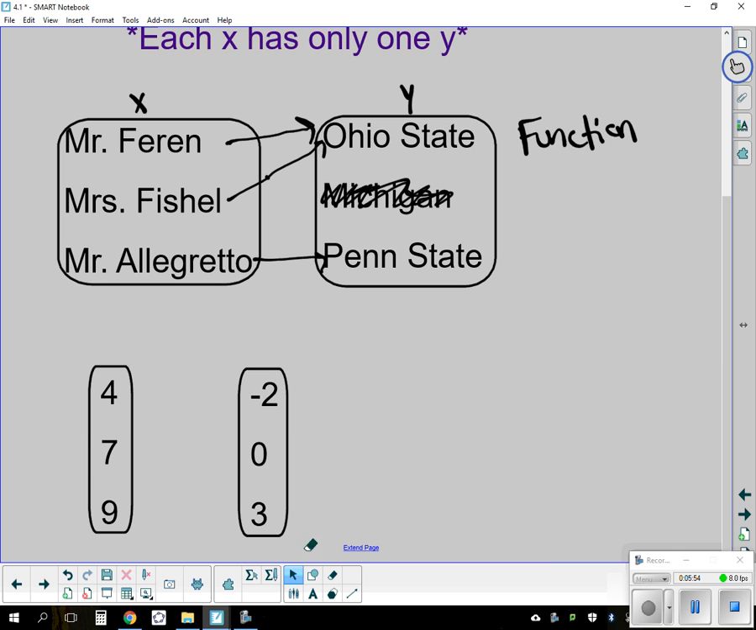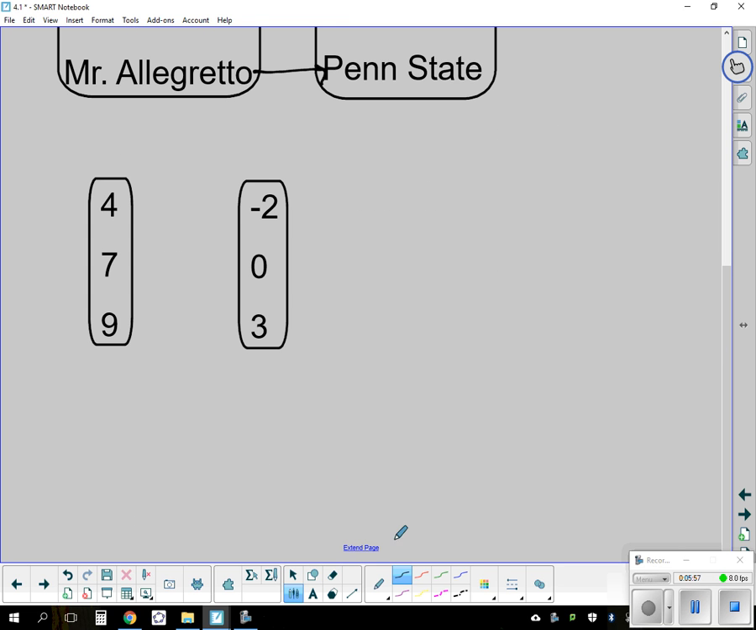Maybe. There we go. Okay. So if I just have here, here, here, and here. Whoops, kind of missed that. Pointing to the 0. What do you think? Function or not a function?